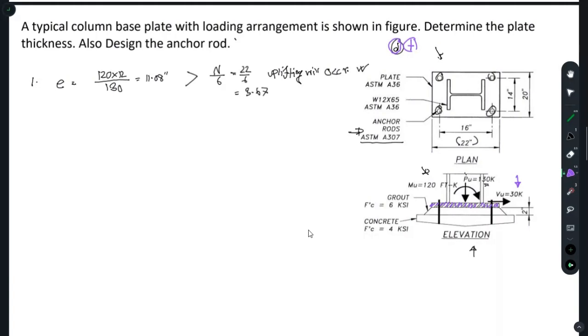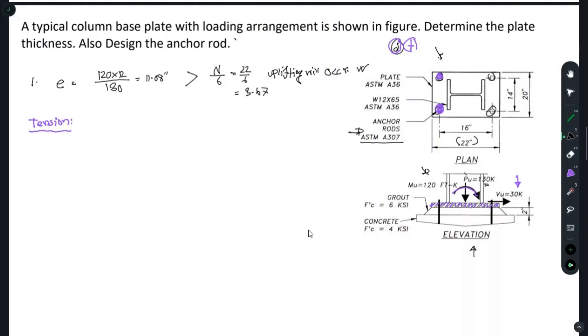structure. If the moment is in this direction, the clockwise direction, the tension will occur in these two anchor rods. So we'll find out the total tension that will come, then we'll divide it by two, then we'll get the tension that will come on these two anchor rods. So how do you find out the tension? We'll do all the calculations to find out the tension because we know the shear already. So we'll just find out the tension.